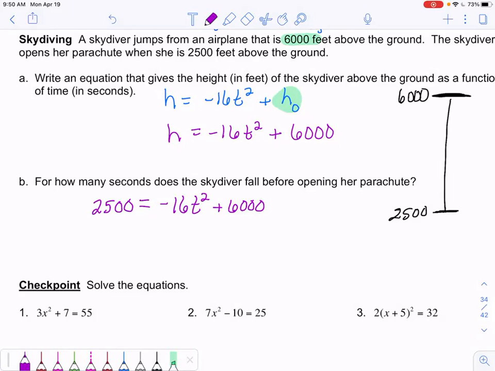So that last h is where you're ending. How high above the ground would you be located? We're 2,500 feet above the ground. So now we have an equation that we've been working on, and we want to try and solve this for t.